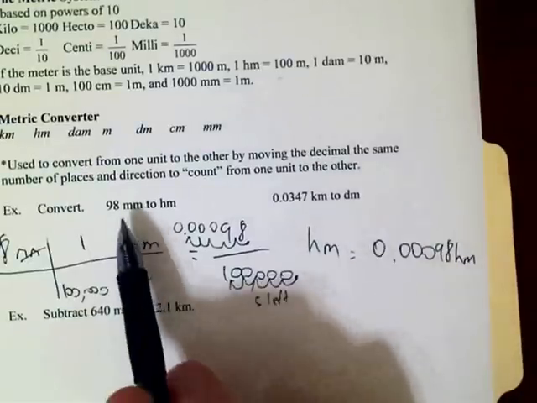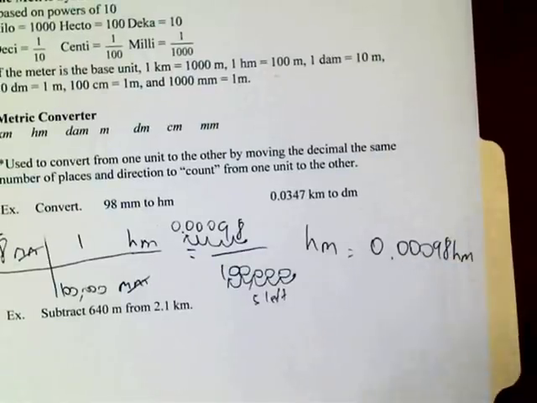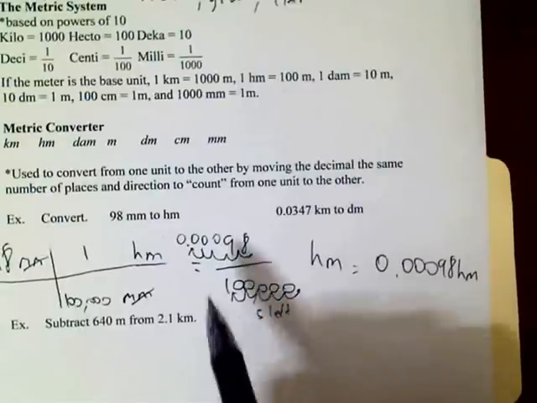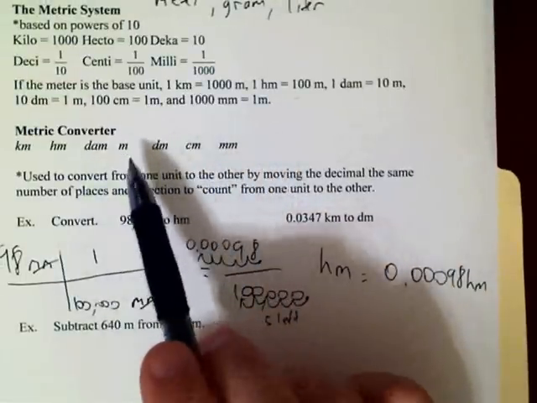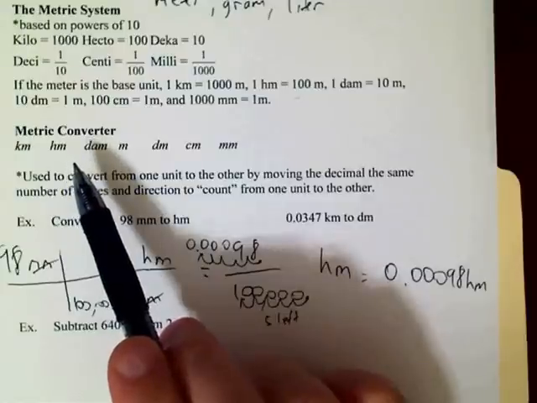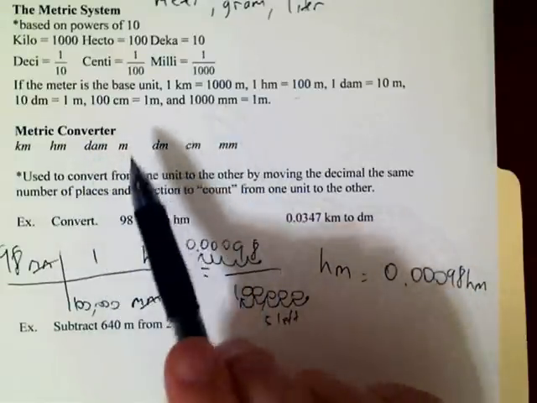So 98 millimeters is equal to 0.00098 hectometers. There's a really easy way to get that. Notice we went 5 places to the left. From millimeters to hectometers, we're going to go 1, 2, 3, 4, 5 places to the left. That's how this works.